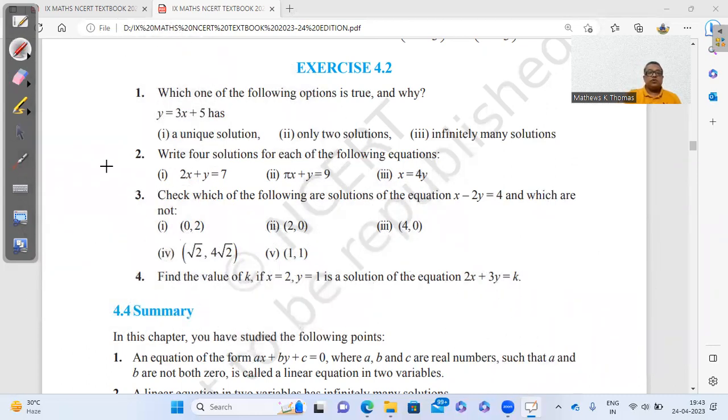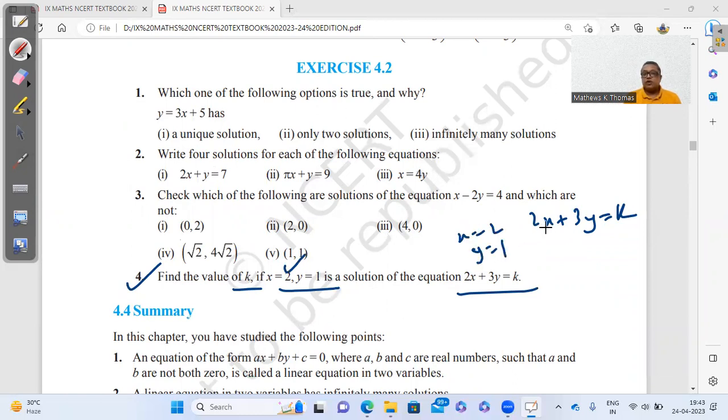Then the last question for the chapter: find the value of k if x is 2 and y is 1. Very simple. This is given 2x plus 3y is k. What needs to be done? The value of x is already given, 2, and the value of y is given, 1. So what we need to do is just substitute that. So 2 into 2, because x is 2, plus 3, y value is 1, is equal to k. 2 into 2 will get 4, plus 3 into 1 is 3, equal to k.